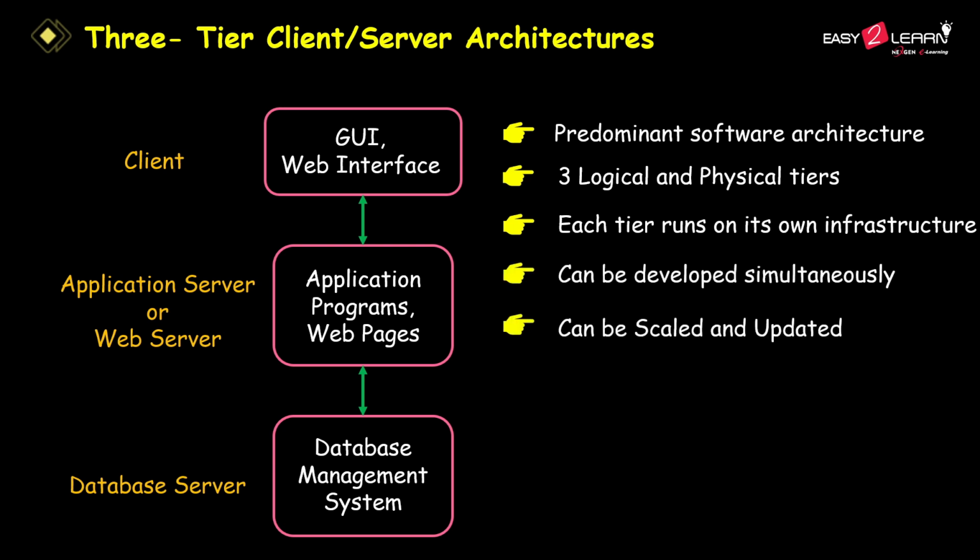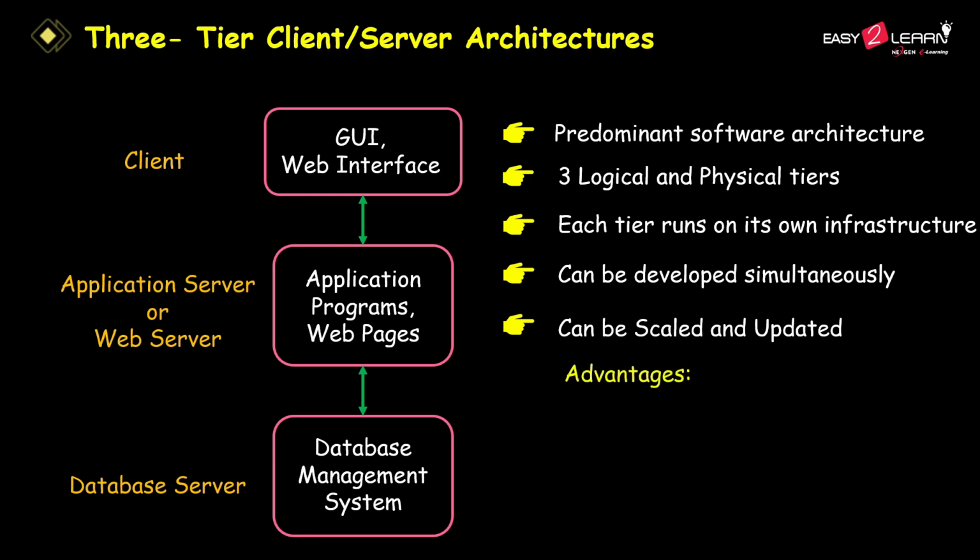The next one is scalability and flexibility. Since each tier is independent, they can be scaled and upgraded separately without affecting the other layers. For example, if more users start using the banking app, the application server can be upgraded without modifying the database.